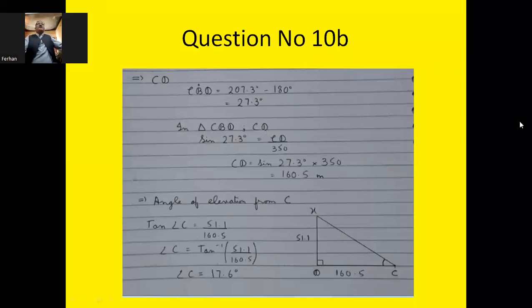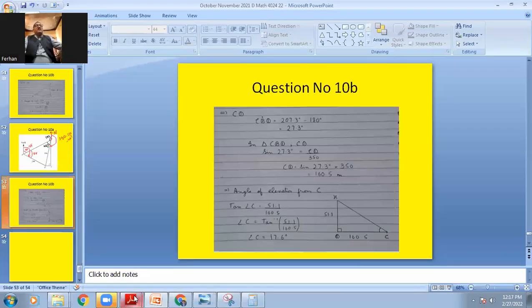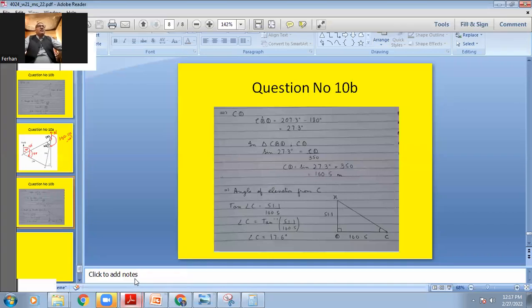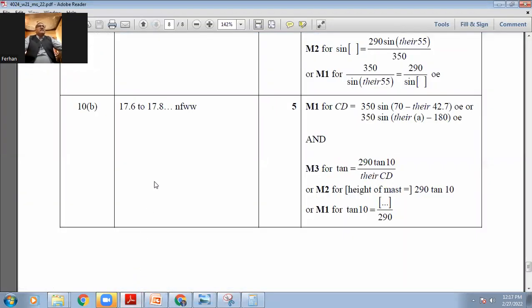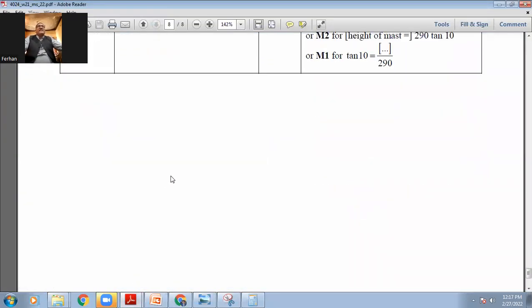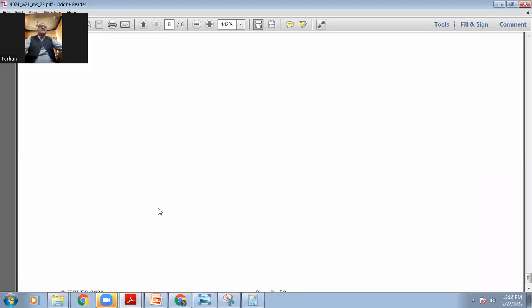So I need to know this angle of elevation here. The angle of elevation from C will be tan of angle C equals perpendicular by the base, that's 51.1 divided by 160.5. So angle C will be tan inverse of 51.1 divided by 160.5, and the final answer will be 17.6. So 17.6 is the final answer.